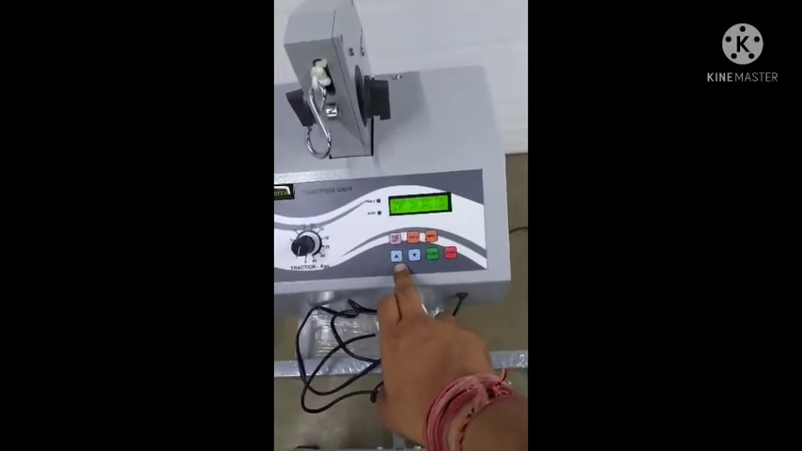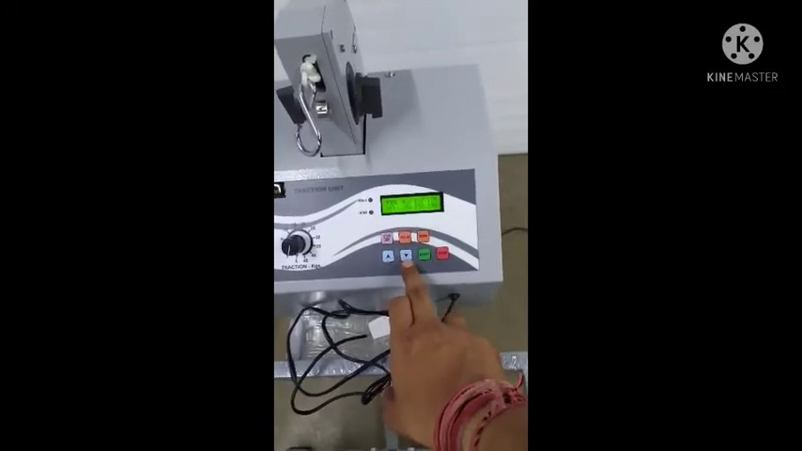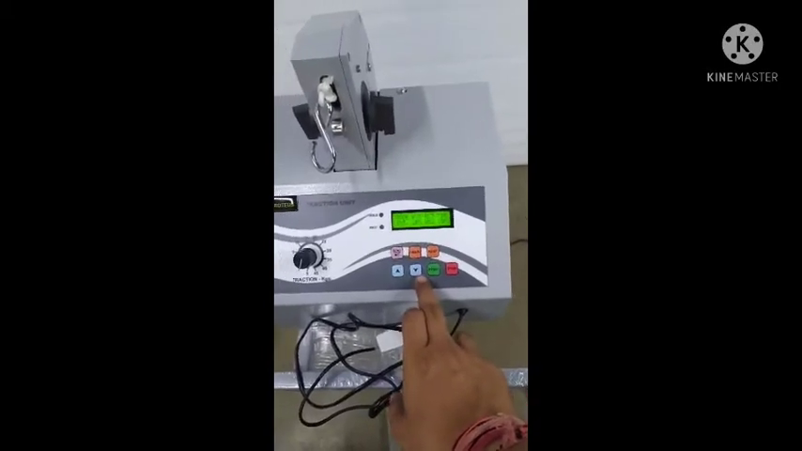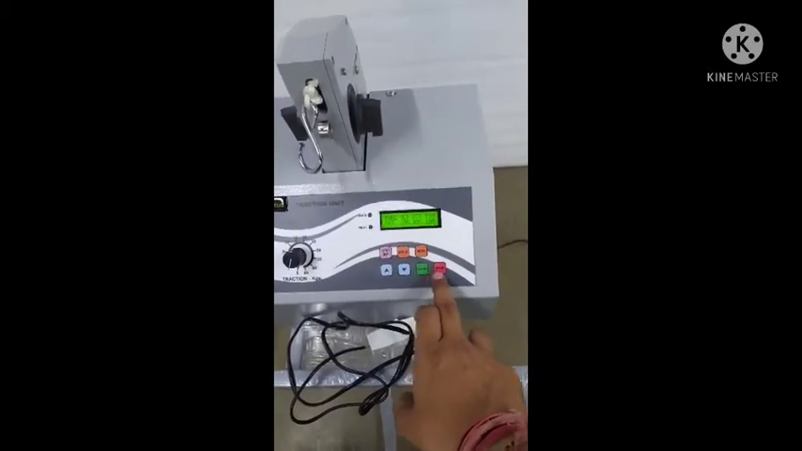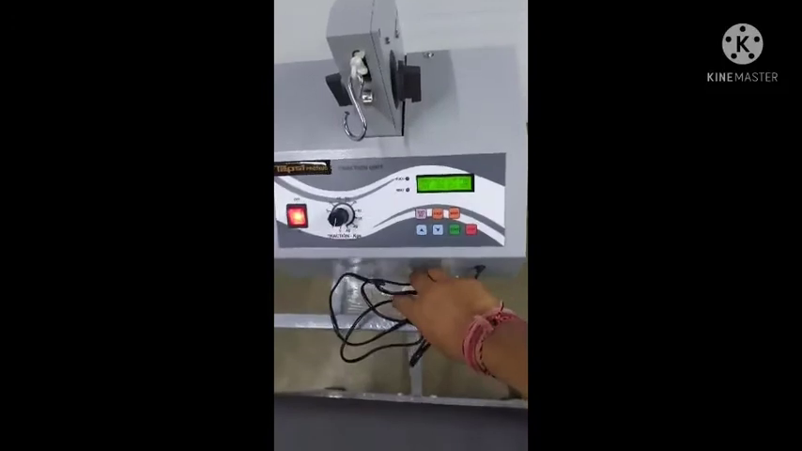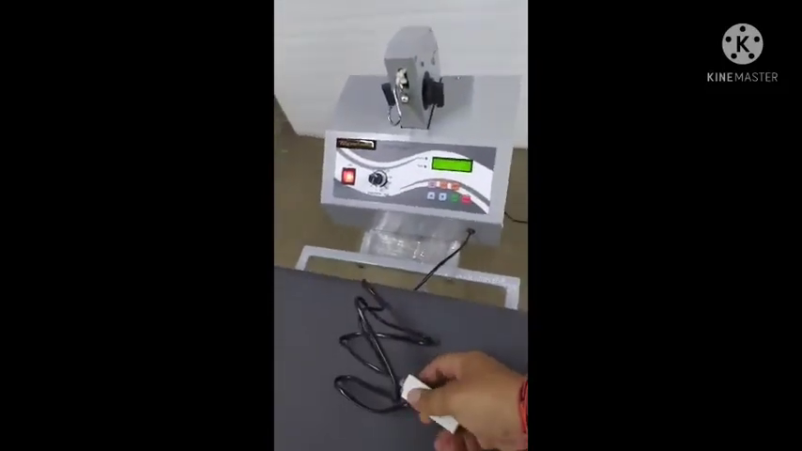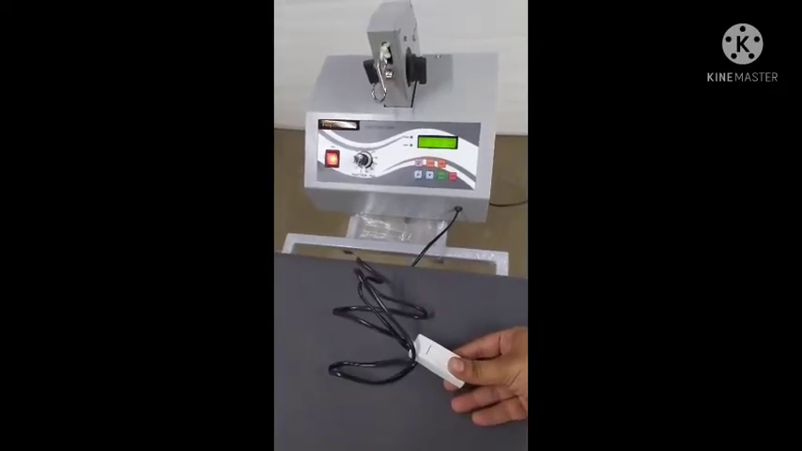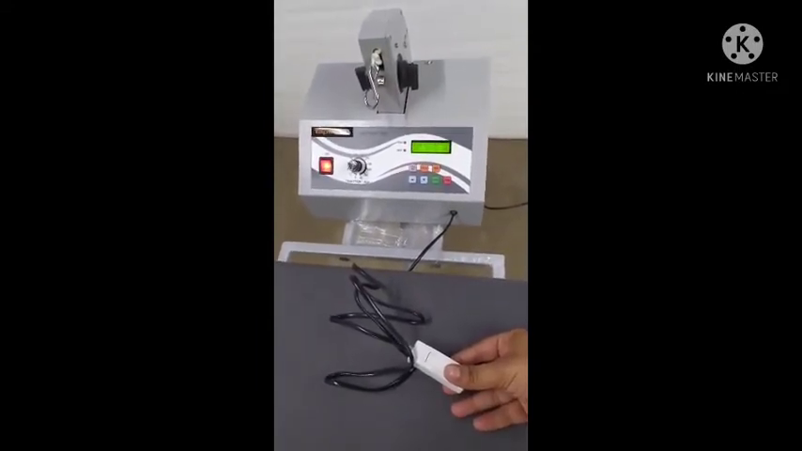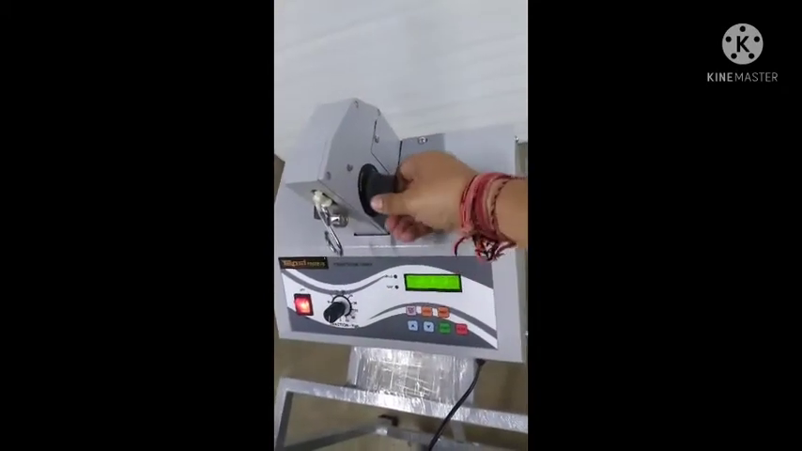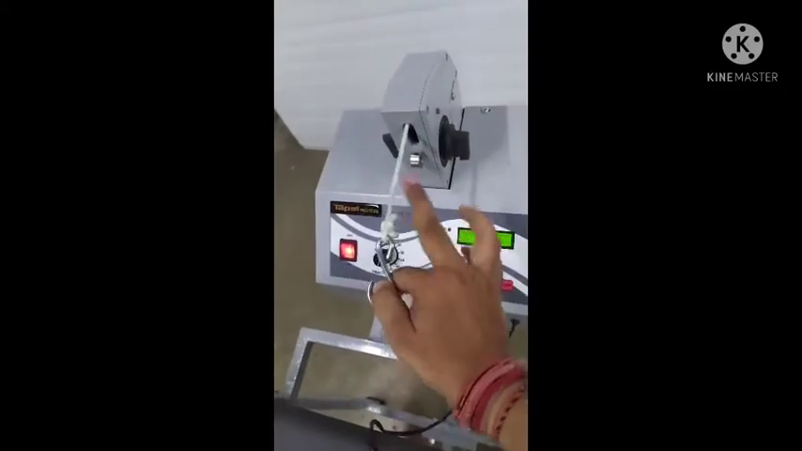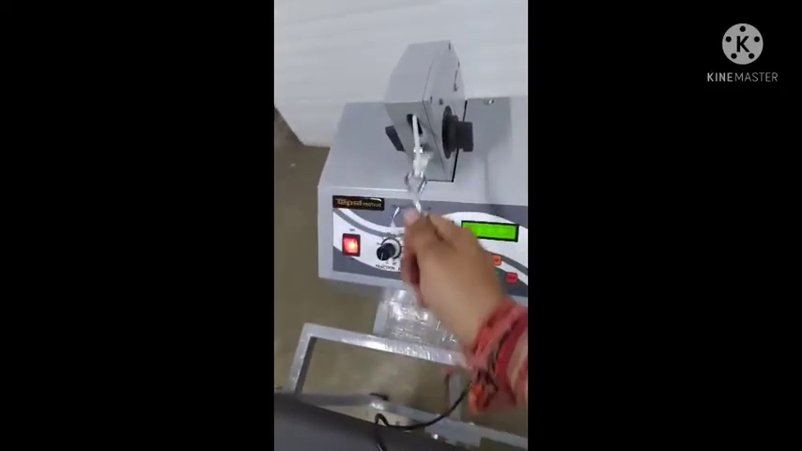Then this is the timer key. These both are timer keys. This is used to increase the time and this is used to decrease the time. This is the start key and this is the stop key. As well as there is a patient safety key, so the patient can switch off the machine in any emergency. This is the hold and release knob. This is the traction cord and this is the hook.